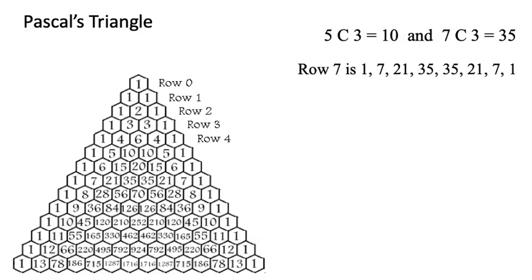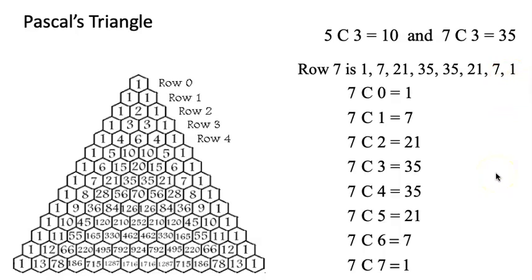Just to clarify that, row 7 is 1, 7, 21, 35, 35, 21, 7, 1. 7 choose 0, first piece. 7 choose 1, 7 choose 2. 7 choose 3, 7 choose 4, 7 choose 5, 7 choose 6, 7 choose 7. So Pascal's triangle is a nice way to kind of visualize these combinations. And it can save you some time with computation.